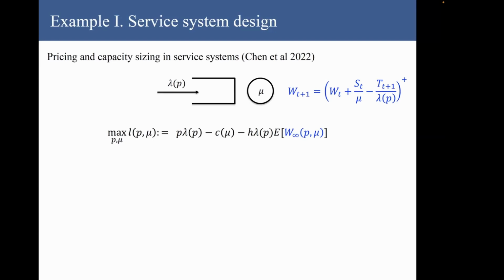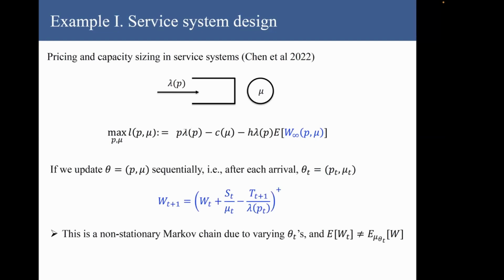Now the thing here is that the parameter I'm trying to optimize not only enters through these terms, but it also affects the dynamics of the underlying waiting process. What I'm interested in is a long-run average cost minimization problem. So I'm interested in the stationary waiting time under the price I charge and the service rate I'm using.